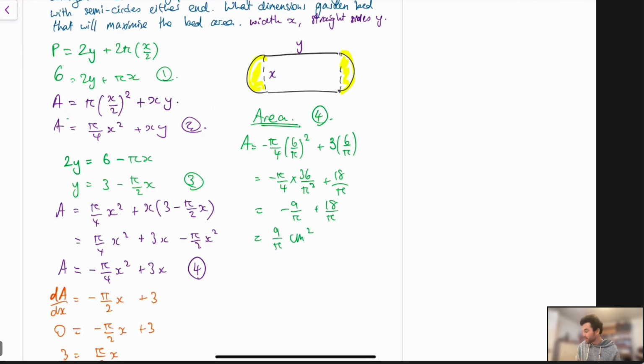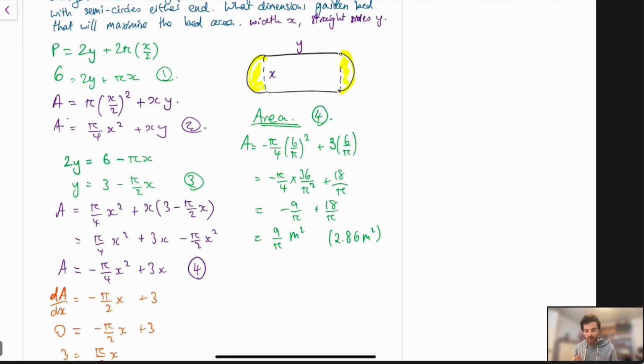Now this is all exact. You can put this into your calculator if you want and confirm all these. So this corresponds to 2.86 meters squared. Sorry, I said centimeters, I meant meters squared. We've got our area.